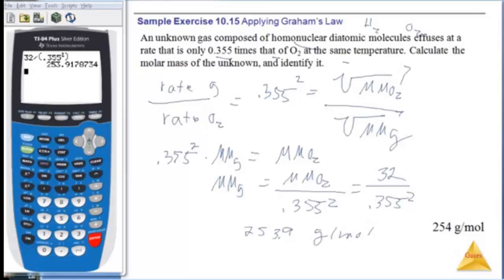Okay, so what I know is this is a diatomic gas. It told me that in the problem. So I've got to divide this by 2, and I get about 127 grams per mole. And if I look at the periodic table, that matches up quite nicely with iodine, which has a molar mass of 126.9. So the gas in question is I2.